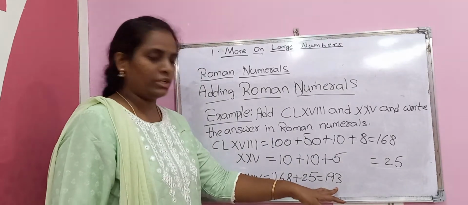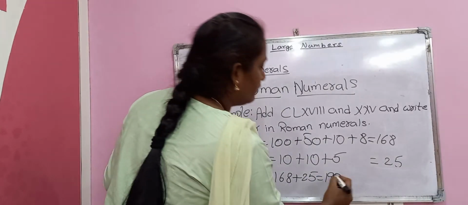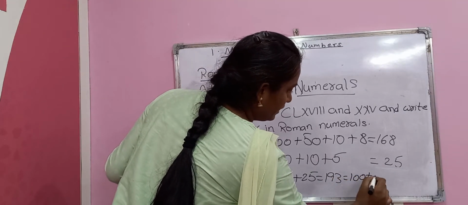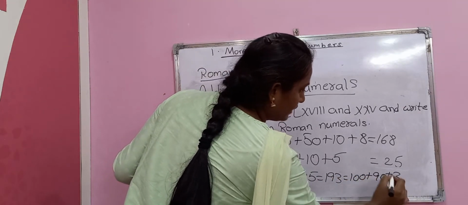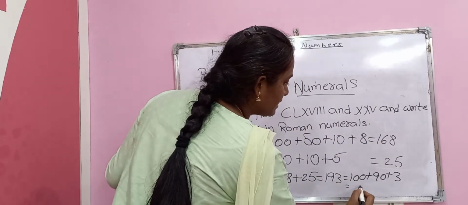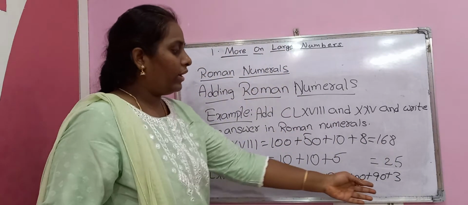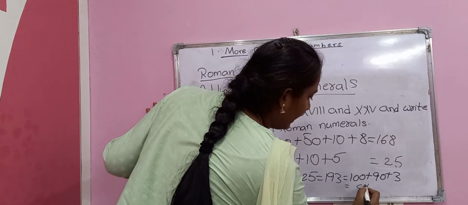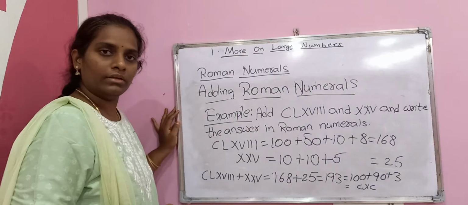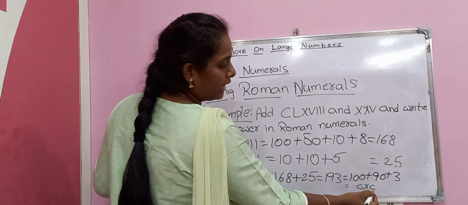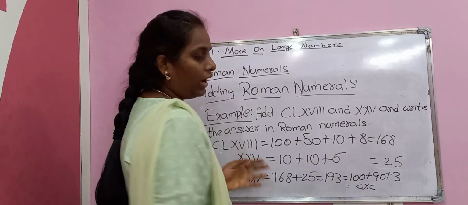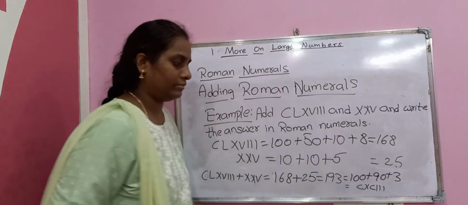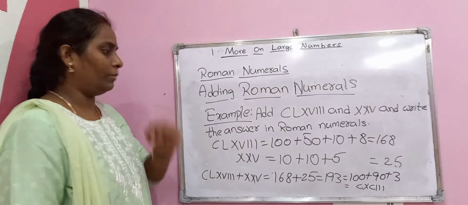Now change this into the Roman numeral. First expand it. 100 plus 90 plus 3. Okay. 100 means C. For 90, how to write? XC. C means 100, X means 10. 100 minus 10, 90. And 3, I. Copy it.